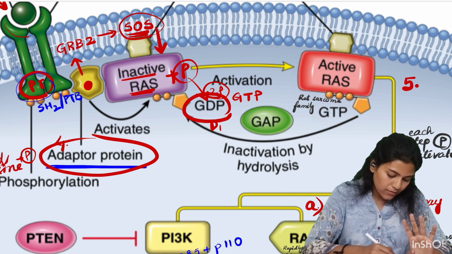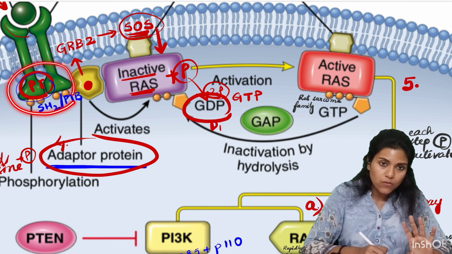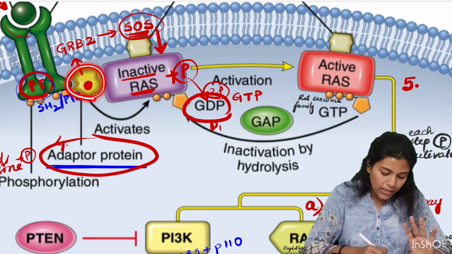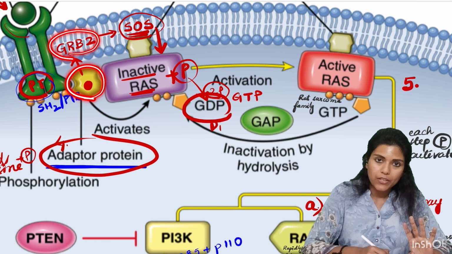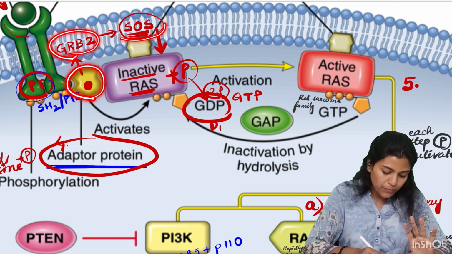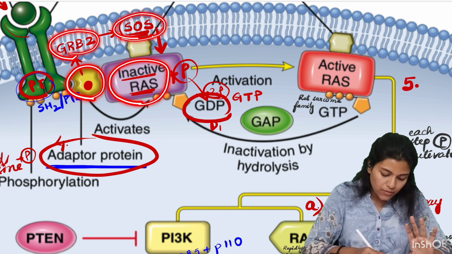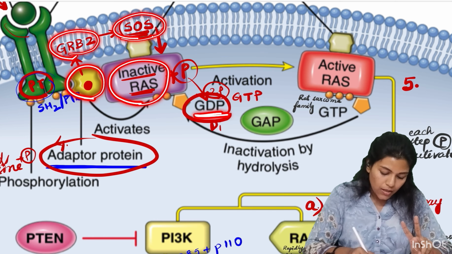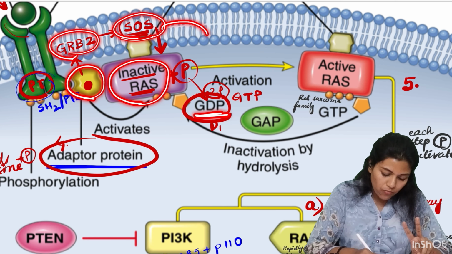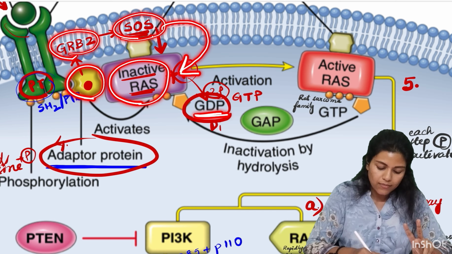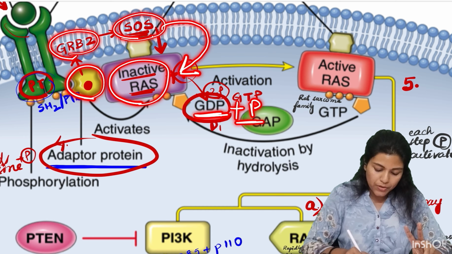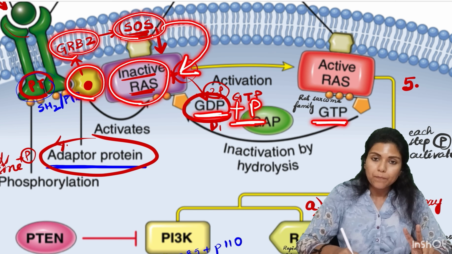Let's summarize again. Because there is phosphotyrosine, it has recruited the adapter protein, which recruited GRB2, then SOS. SOS will recruit the inactive RAS, which is bound to GDP, that means two phosphates. This SOS will transfer its phosphate to the inactive RAS. That means two phosphates plus one additional phosphate. It has become three. This is called GTP.